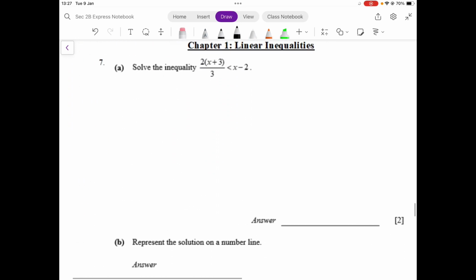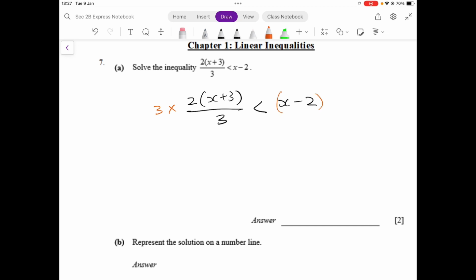Okay, question 7. 2 bracket 3 plus x plus 3 over 3 more than x minus 2. Okay, from here I multiply by 3 to get rid of the denominator. So here also multiply by 3. So from here, cancel, 1, 1. Right, so I'll get 2 bracket x plus 3 more than 3 bracket x minus 2.